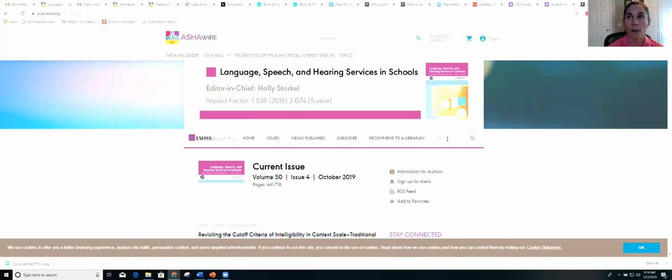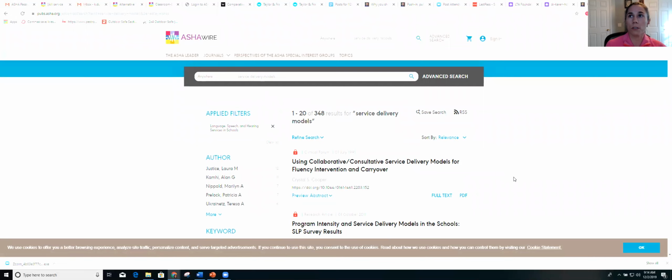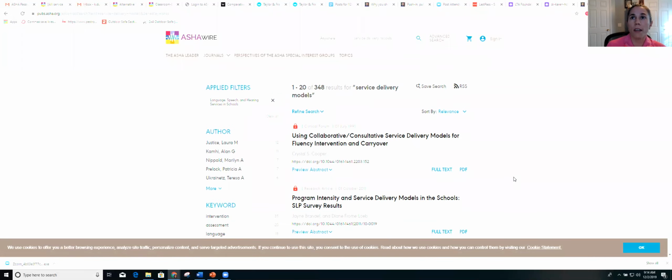So I'm going to go up here and type in service delivery models. And then I'm going to just hit search. And that's going to bring up all the results. It sorts by relevance. So for example, we've got this one up here that was published in '91, so it's a little bit older. Doesn't mean it's not relevant anymore, but you always want to keep in mind how current it is, because there could have been updated research that has come out since then.